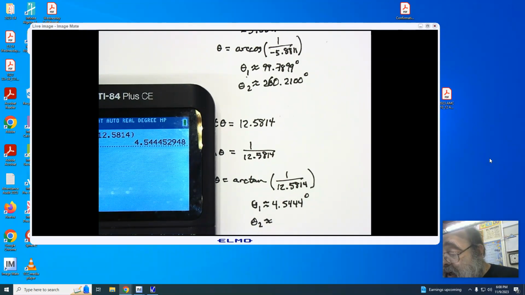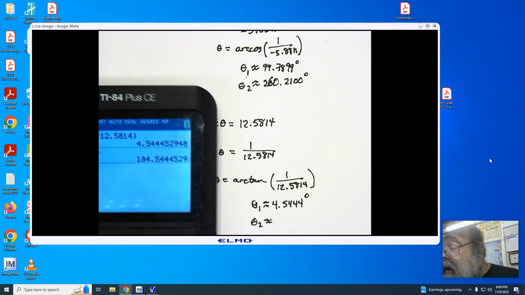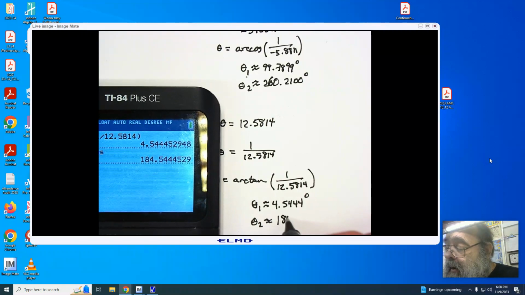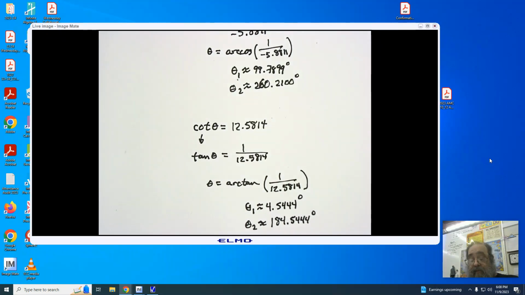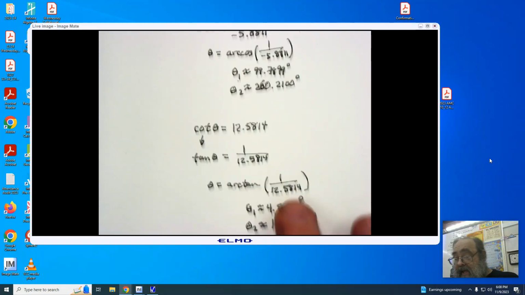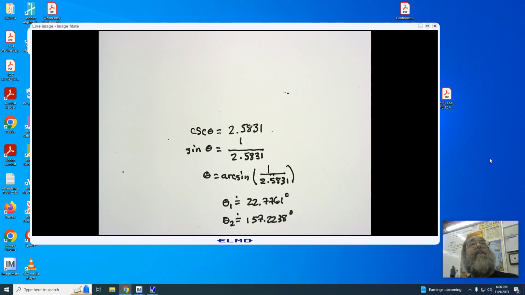So 180 plus the last answer, and I get 184.544 degrees. And this is how we find the solutions for cotangents, secants, and cosecants.